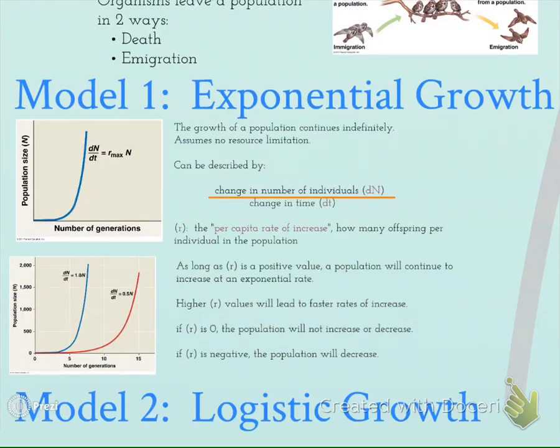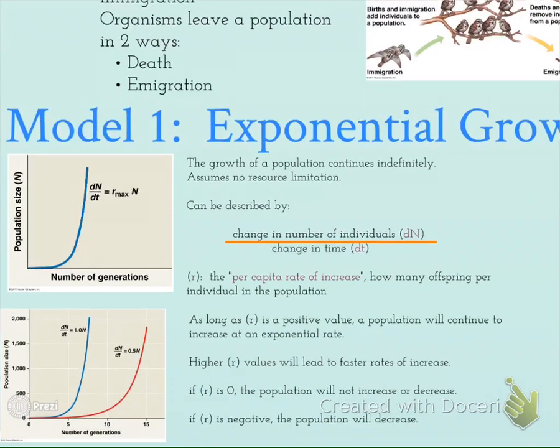Model 1 is about exponential growth, or what we call the J curve of population growth. Basically, it says that the growth continues indefinitely and it assumes that there's no resource limitation. It assumes there's enough food for everybody, enough water for everybody, enough shelter for everybody, and there's not rampant disease that's killing off large portions of the population. So it can be defined as dN/dt, the change in the number of individuals over time.